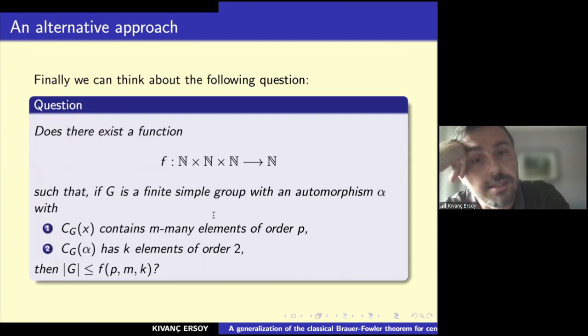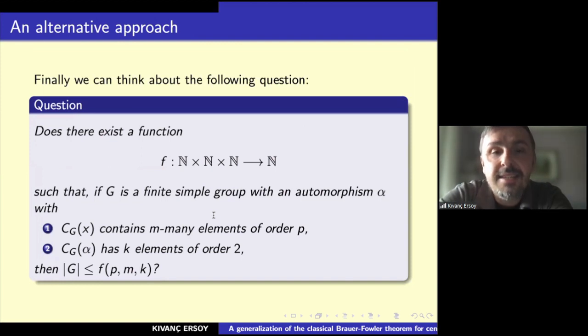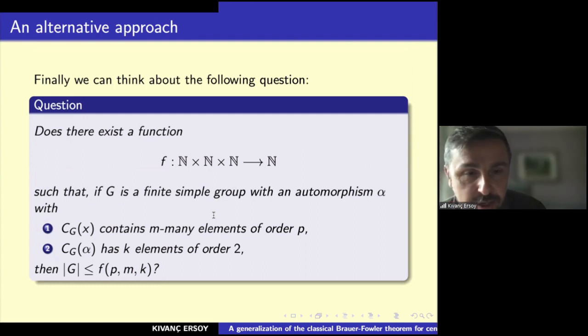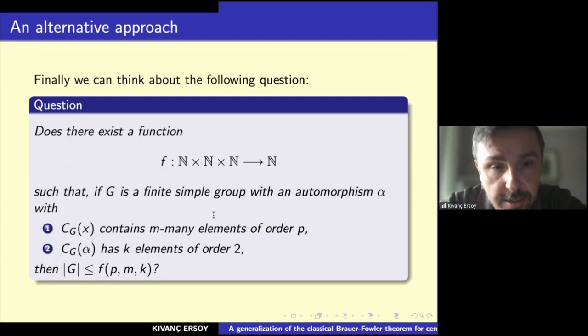Now the function is designed to be a function of three variables. Thus, there is a function f such that if G is a finite simple group with an automorphism alpha such that C_G(alpha) contains m elements of order p and k elements of order 2, then the order of G is bounded by f(p, m, k). There are experts here who could answer this question immediately, but since there is Hartley's result, which bounds the order of finite simple groups in terms of the centralizers, I had a very positive approach to this question, that it could work, and it really worked.